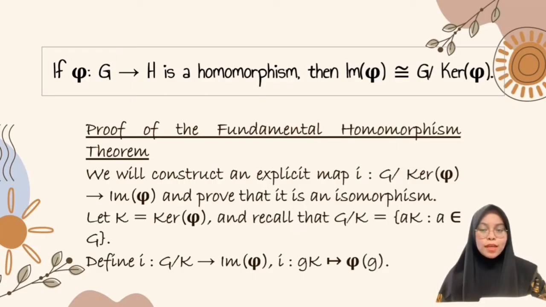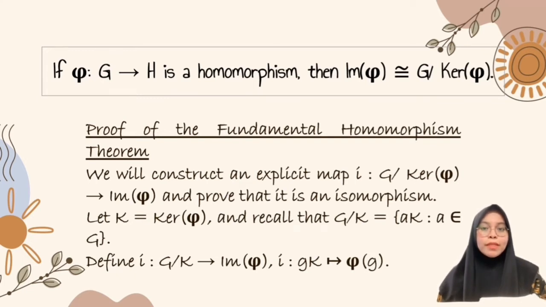Firstly, the theorem is: if the function phi is a homomorphism from group G to group H, then the image of phi is isomorphic to G mod the kernel of phi. Now let's prove the fundamental homomorphism theorem. We will construct an explicit mapping from G mod the kernel of phi to the image of phi, and we will prove that it is an isomorphism.